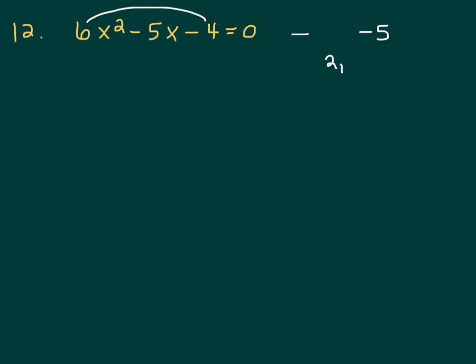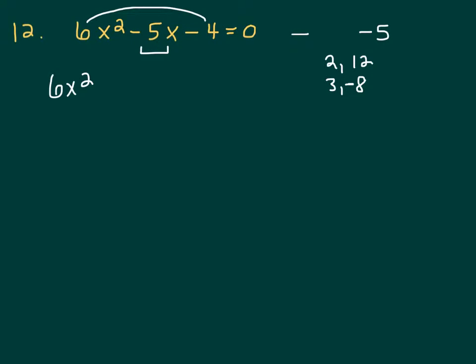So we have 2 and 12, either one negative. It's not going to give us 5. 3 and 8 will give us 5. We want negative 5, so it's going to be negative 8, not negative 3. So positive 3 and negative 8, that's what we're going to split that guy up into.